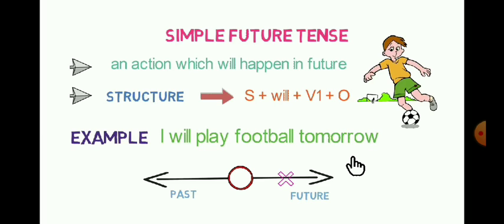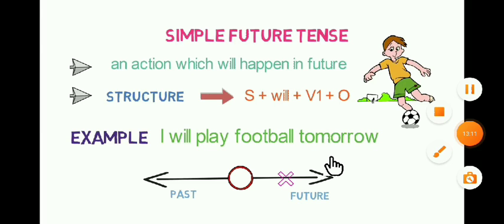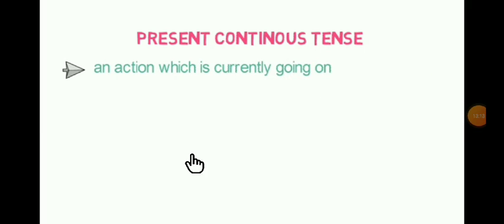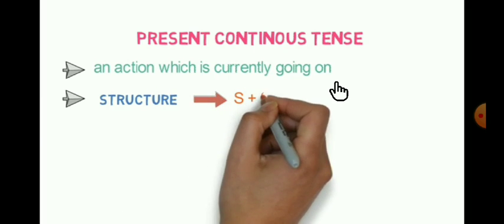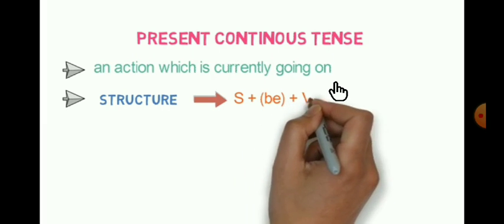So here we have discussed the simple past, simple present, and simple future tense. Understood? Now let's begin with the continuous form of a tense. Here we have the continuous tense of each and every form of the tense. So first one, present continuous tense. What is it? An action which is currently going on is called present continuous tense.